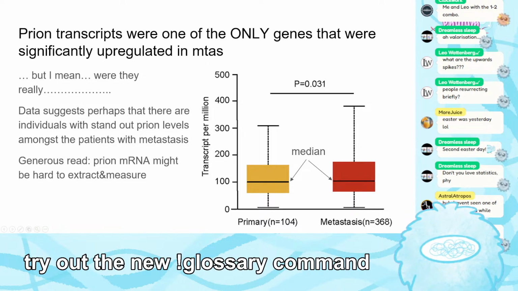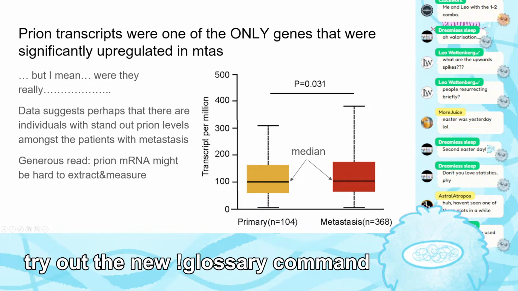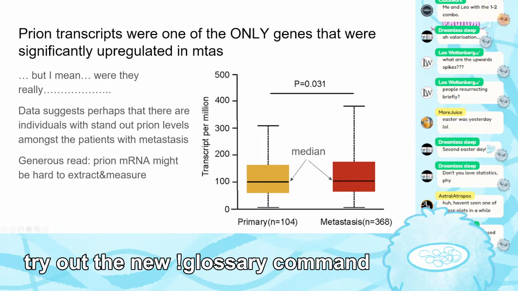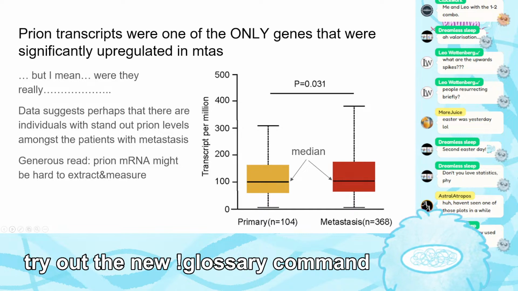Okay. Here's my generous read. Prion mRNA might be hard to extract and measure, right? So this is 300 transcripts per million transcripts. So this is not a super high abundance transcript, potentially, although I'm not an RNA guy, so I'm not entirely sure how big this number is compared to other genes.